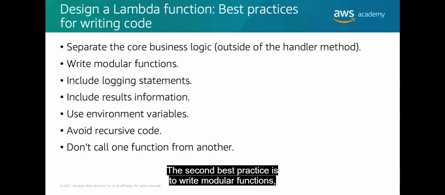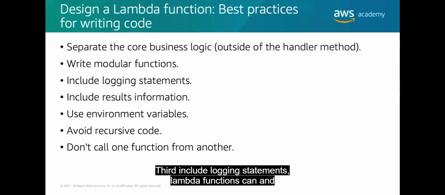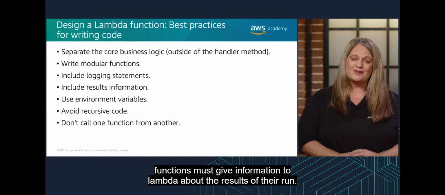The second best practice is to write modular functions. Create single-purpose functions. Third, include logging statements. Lambda functions can and should include logging statements that are written to CloudWatch. The fourth best practice is to include results information. Functions must give information to Lambda about the results of their run.